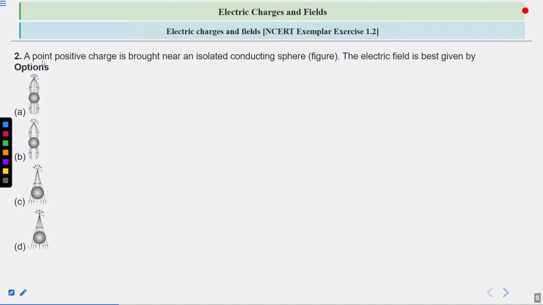Next question. A point positive charge is brought near an isolated conducting sphere. Look at the figure. Q is a positive point charge, and this is brought near an isolated sphere. The sphere is isolated. The electric field is best given by what? So here you have to find out the representation of the electric field. Which one is the correct representation? Option A, option B, option C, or option D? How can we solve this question? Think about it.